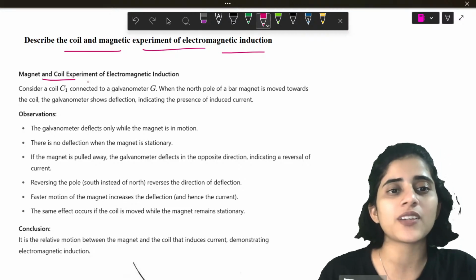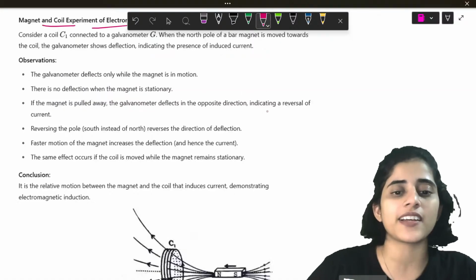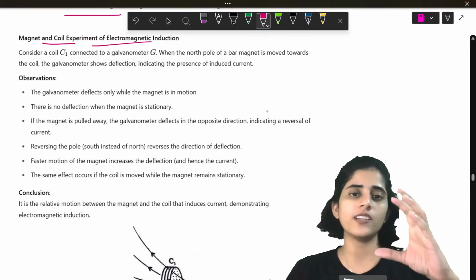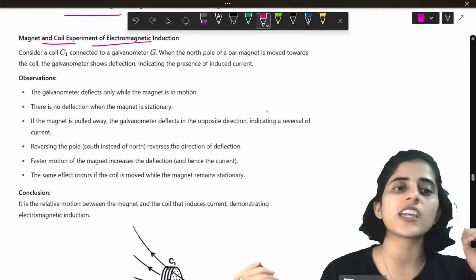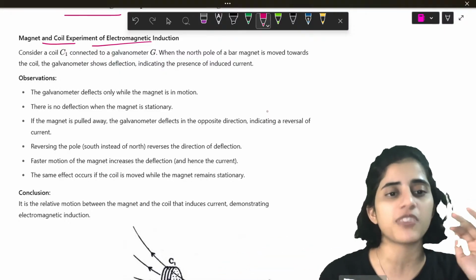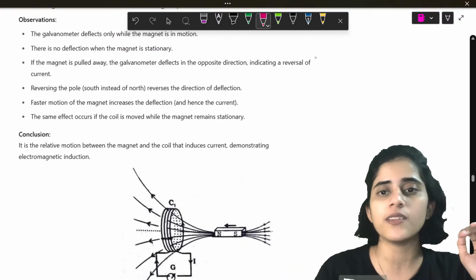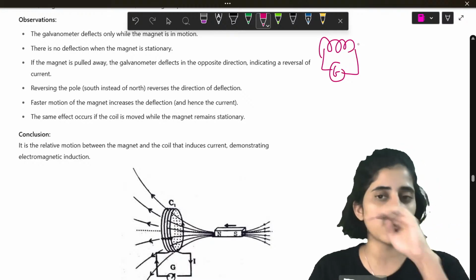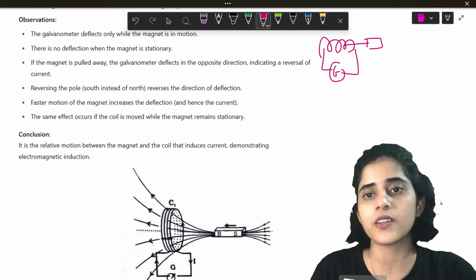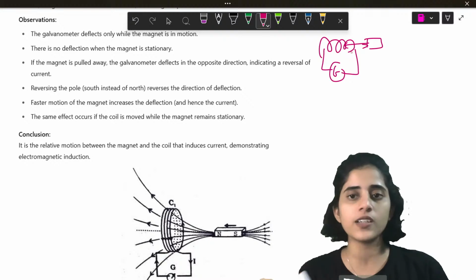Yeah. Magnet and coil experiment of electromagnetic induction. So that's very easy. You have a coil, you have a magnet. You keep moving the magnet in and out of the coil. So when you keep moving it, the galvanometer will deflect. You can see this coil. There's a coil which is attached to a galvanometer. Okay. And then you take a magnet, you move it in and out of the coil.